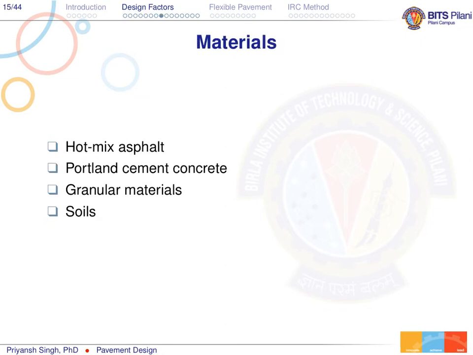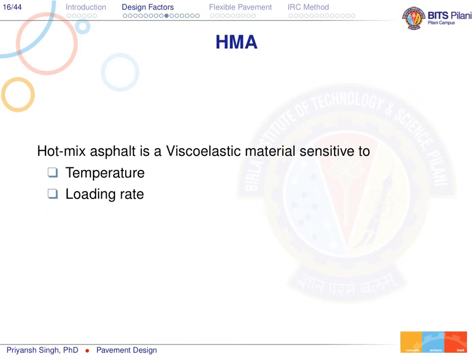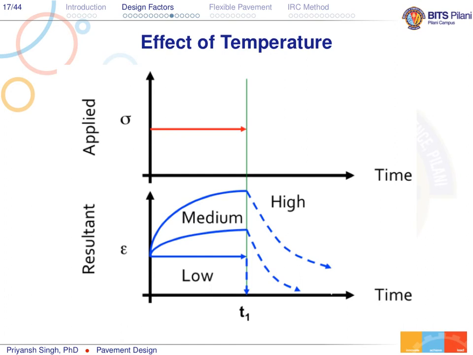In materials, we will require the different material characteristics of hot mix asphalt, the cement concrete in the case of rigid pavement, the granular material, and the soil material. Hot mix asphalt or bituminous material is a viscoelastic material, and these are sensitive to temperature and rate of loading, as we have already seen. So what happens if a load is applied at a different level of temperature?